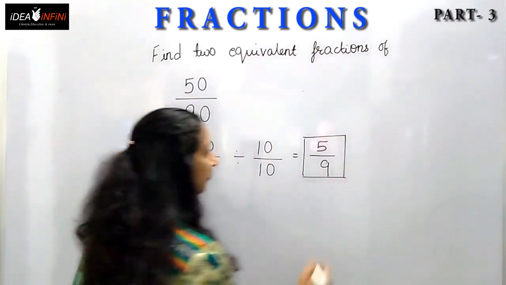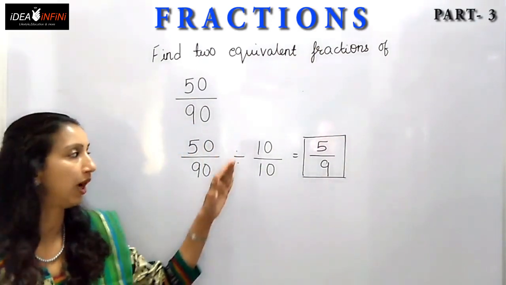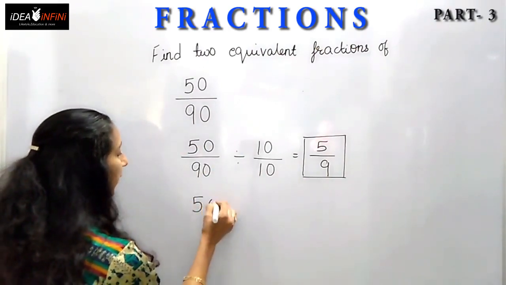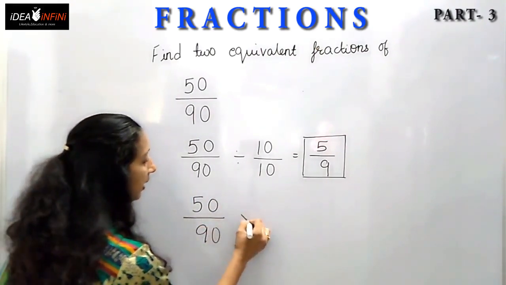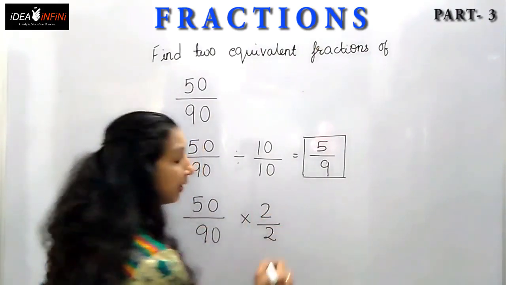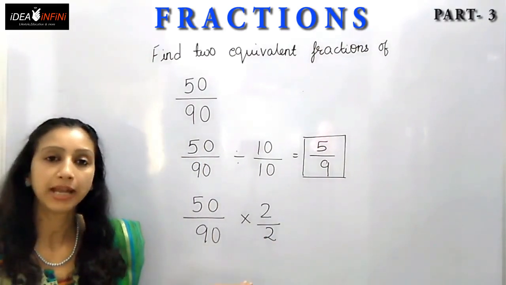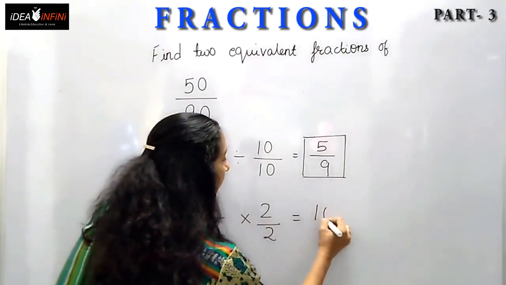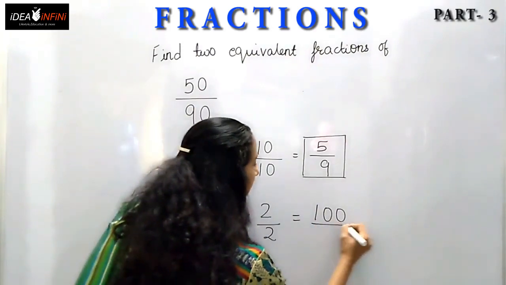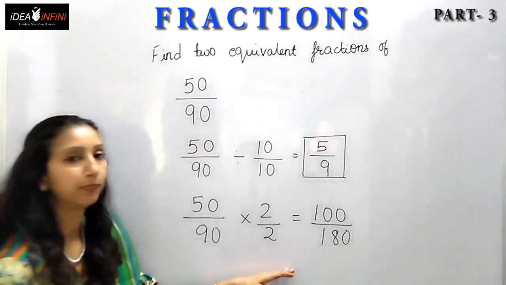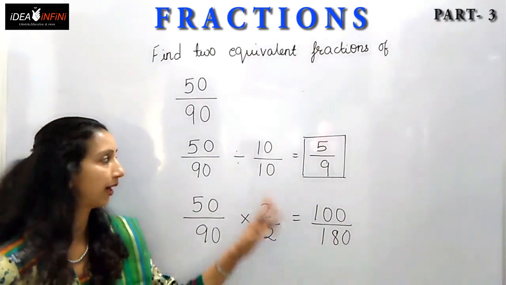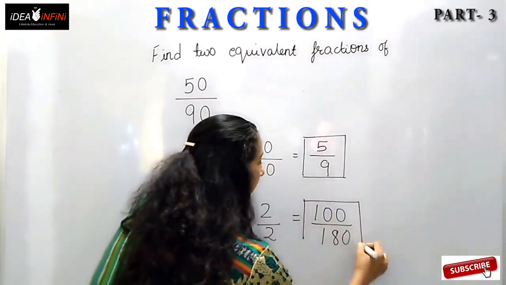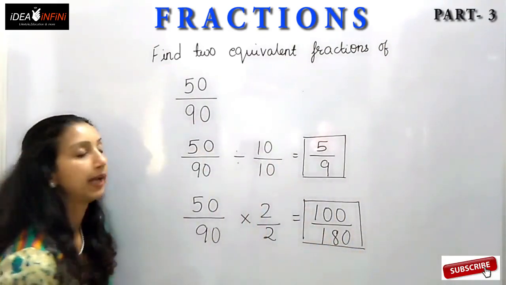In case I have to find another fraction but I am not well versed with division, I can multiply 50 by 90 by 2 by 2. Keep the numbers small for easy multiplication and easy division. Always keep the numbers small. 50 into 2 is 100 and 90 into 2 is 180. So in this example, you have seen how to find the equivalent fraction by dividing or by multiplying. So these are the two equivalent fractions of 50 by 90.